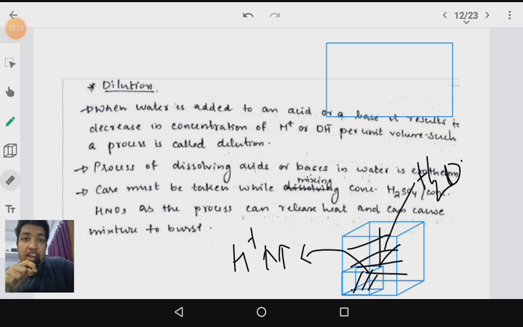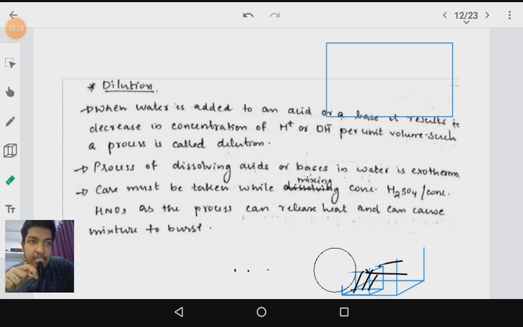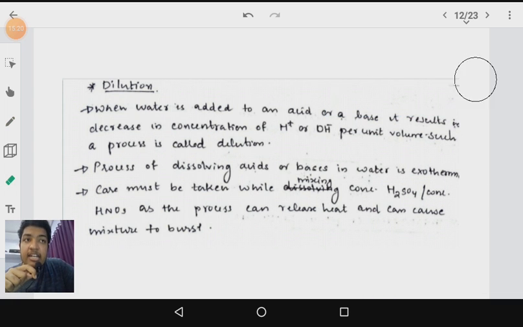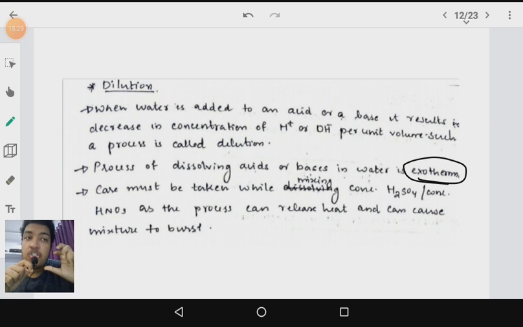Now, whenever we are doing the process of dilution, that is whenever we are adding water into acids or bases, it is an exothermic process. That means there will be generation of heat. So we have to be very careful while adding water to an acid or a base, because sometimes it can release such a large amount of heat that it can cause the mixture to burst, and it can cause severe injuries to our face as well as to our body.